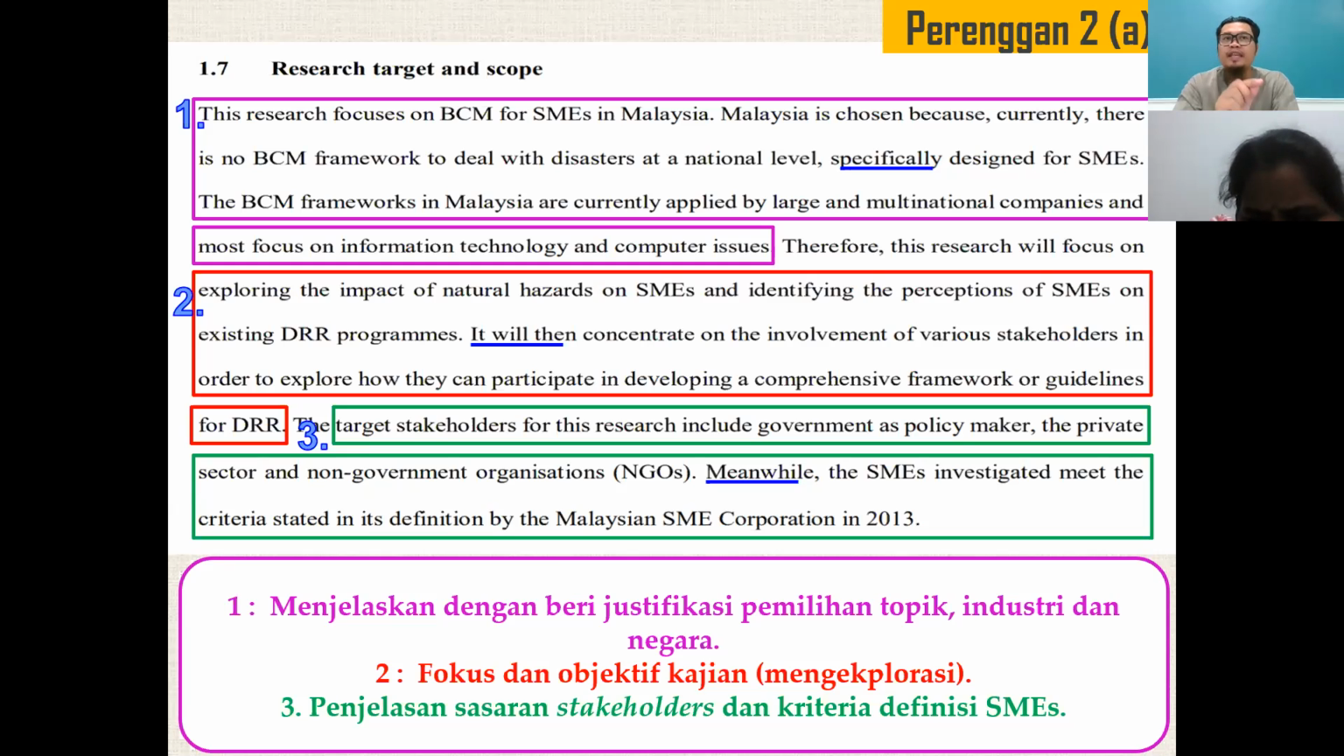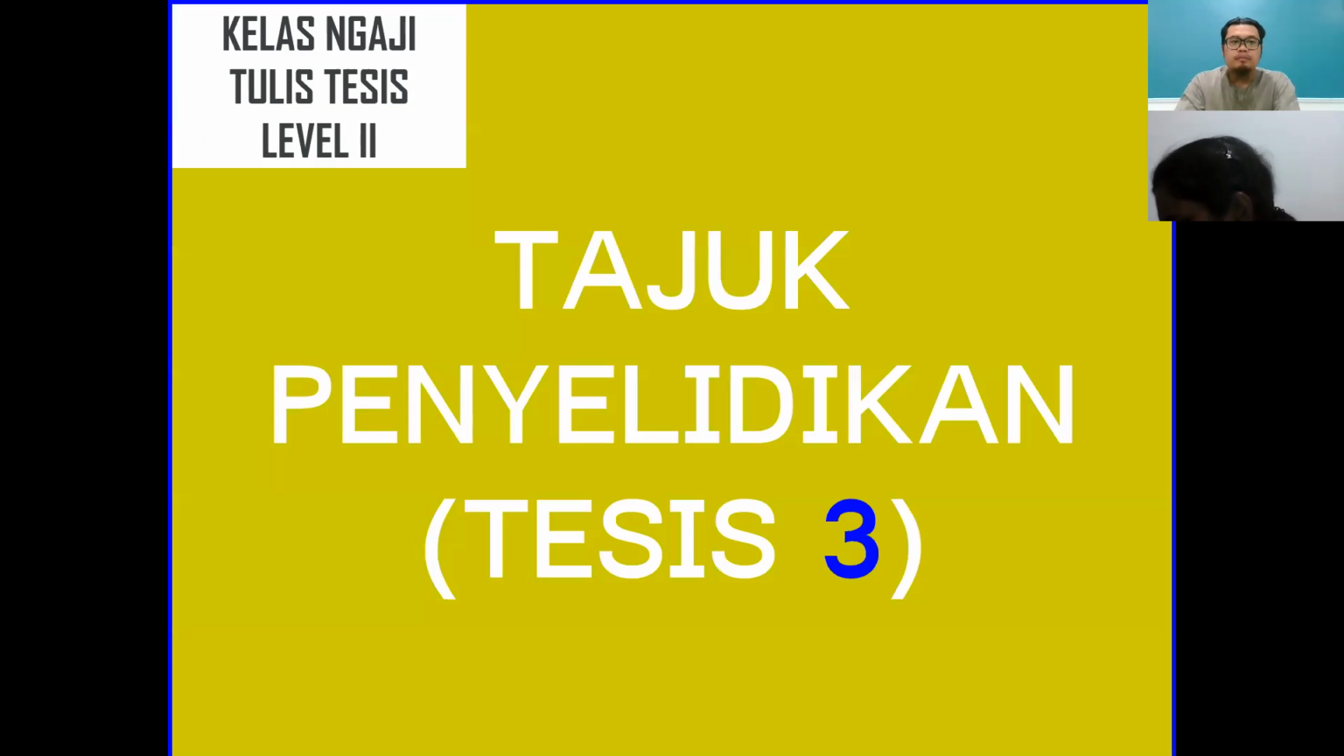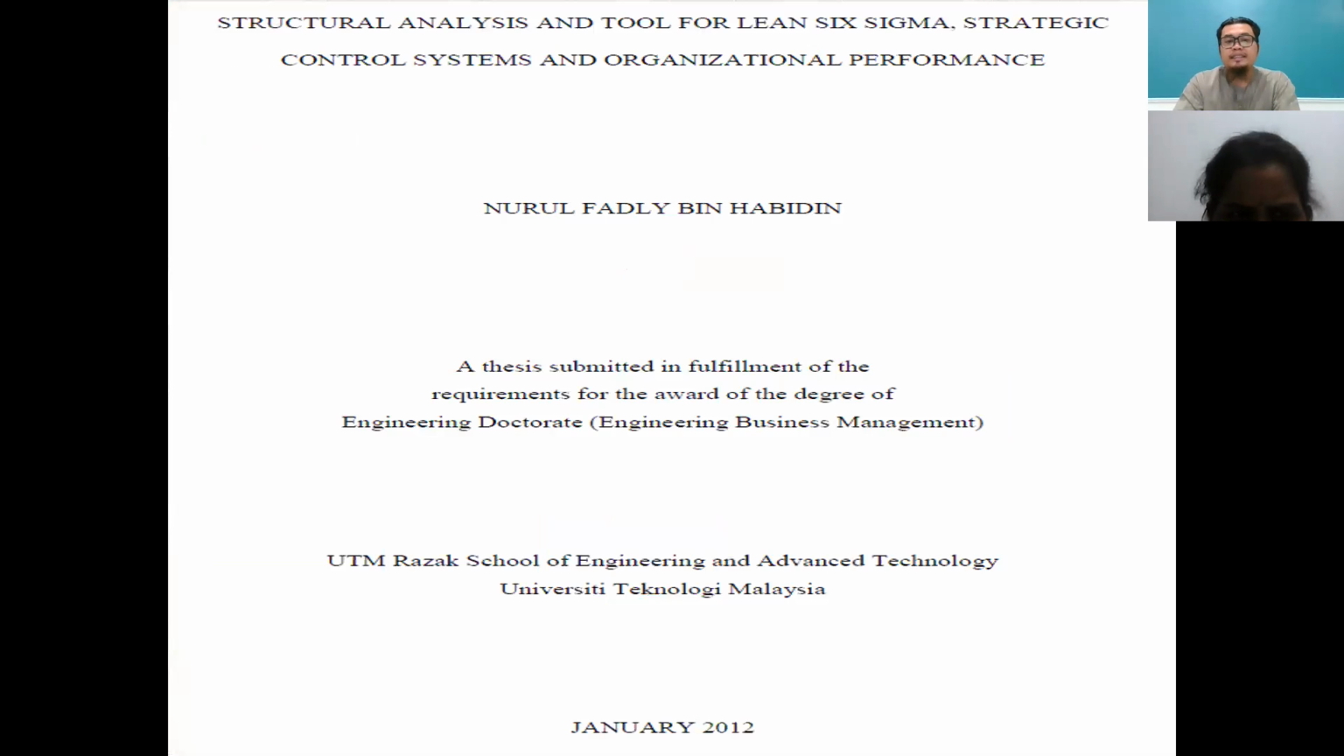Okay, we need to know what specifically SMEs are, because in order to calculate the number of samples, we need to know the definition of SMEs. So in this research, they choose the definition by SME Corporation. That's how this research tries to be clear regarding the research target and scope. Okay, we go to another example.